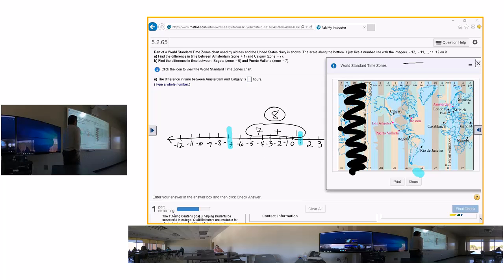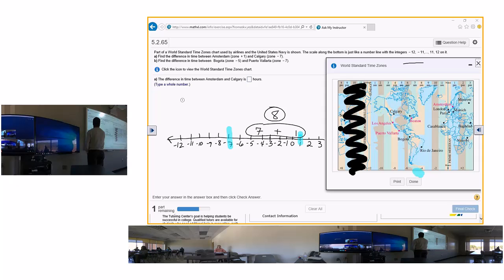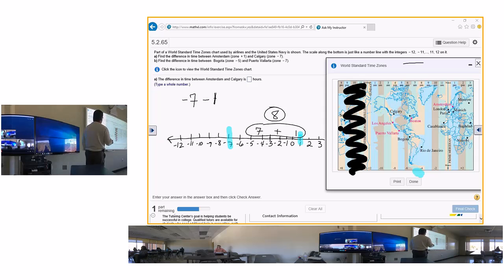Okay? Now, there are 2 questions I can ask here. I can ask you to add the 2, or I can ask you what is the distance. 2 different questions. Now, I have no idea what they're asking. Find the difference in time zones between Amsterdam and Calgary. They're asking for the difference, not the distance. So we're going to take negative 7, and we're going to subtract 1. I think that's the way they want to set it up. This is not a good question.